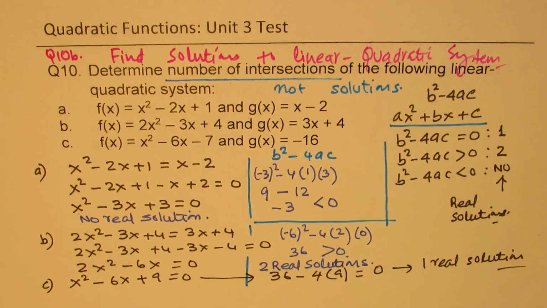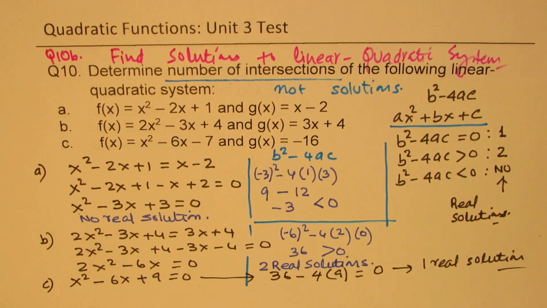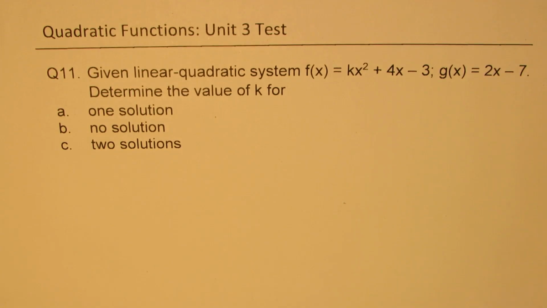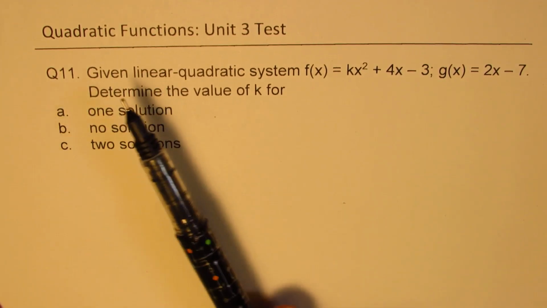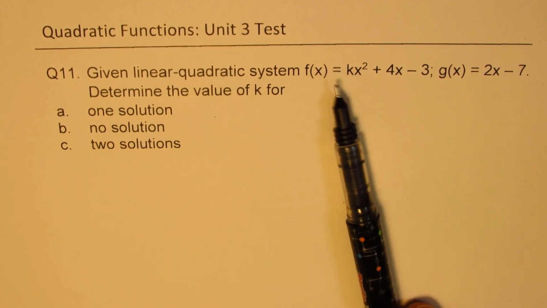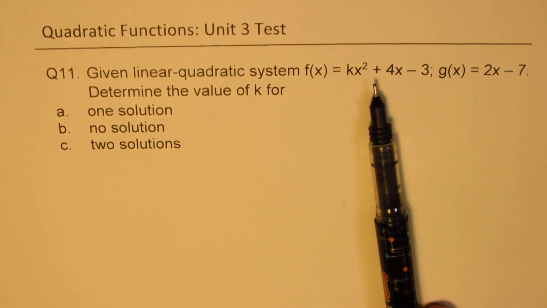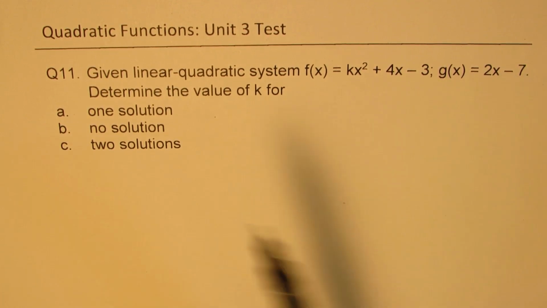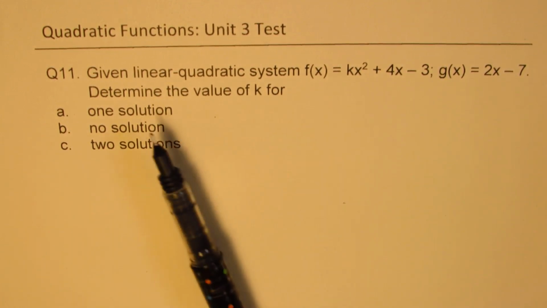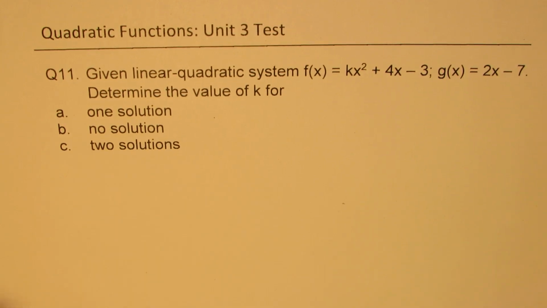Correct? So let this be an extension. So I hope that will give you good practice. Let's move on to question number 11. Question number 11 is, given linear quadratic system, f of x equals kx squared plus 4x minus 3, g of x equals 2x minus 7. Determine the value of k for one solution, no solution, two solutions, right?